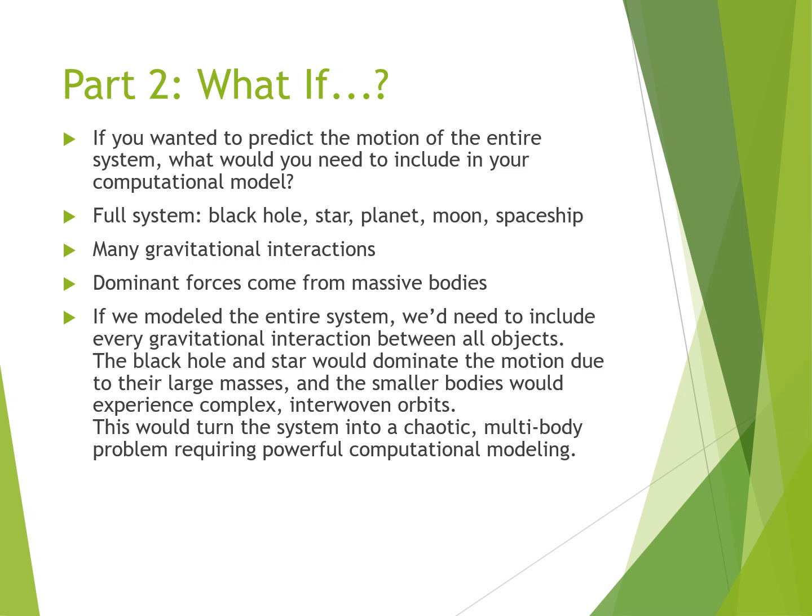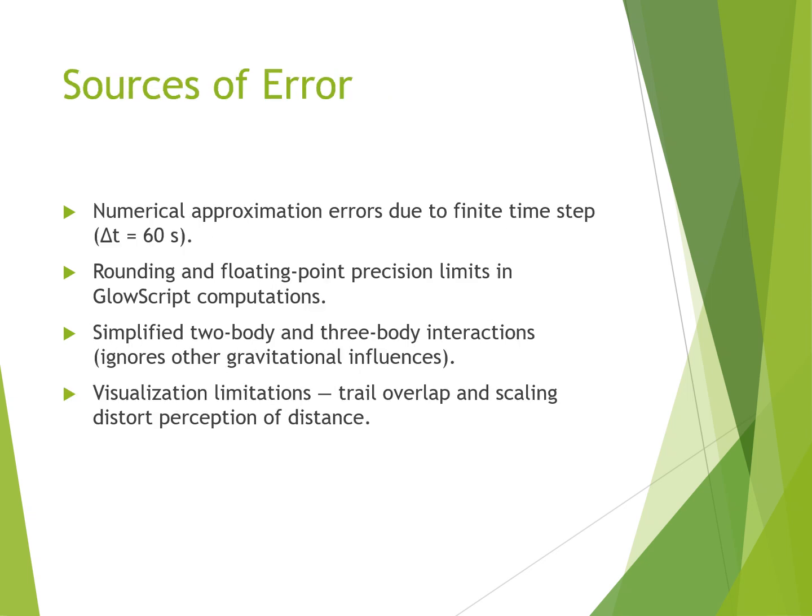But what if you wanted to predict the motion of the entire system, and what would you need to include in your computational model? Well, with the full system and with many gravitational interactions, we need to include every one of those interactions between all the objects. The black hole and star would dominate the motion due to their large masses, and the smaller bodies would experience complex orbits, which would turn the system pretty chaotic, requiring lots of modeling.